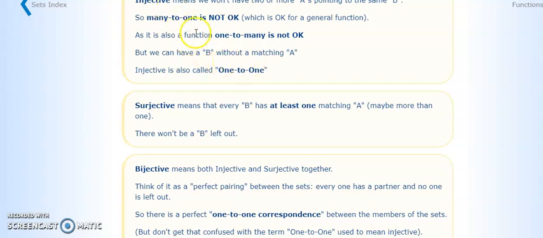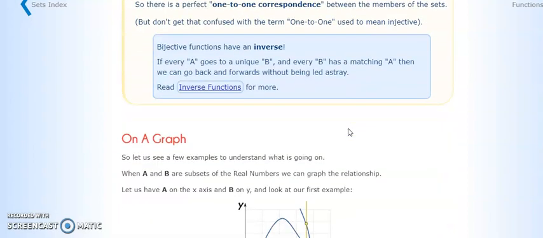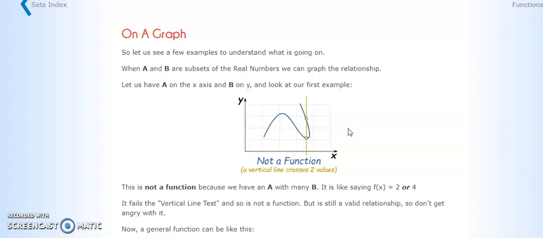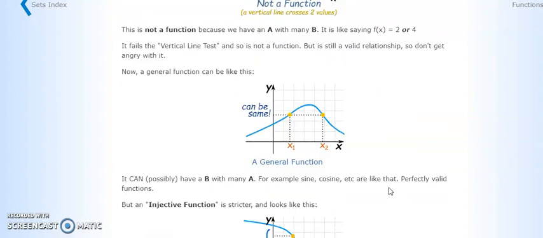So injective functions are also known as what? One-to-one functions. Surjective functions are called onto functions. Bijective functions are called one-one onto functions or one-one onto correspondence. Okay, you know what a graph is? A graph is like this. So this is not the graph of a function of y. Whenever you have a function and you draw a vertical line, it should cut at only one point. If 2 points are there, it is not a function.